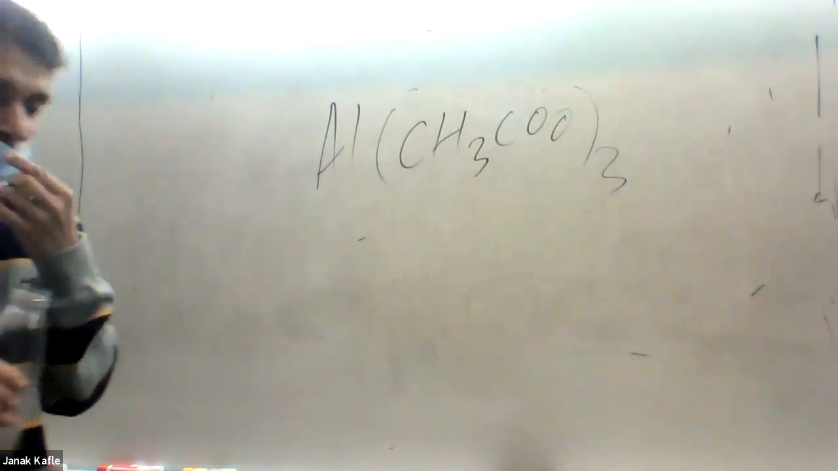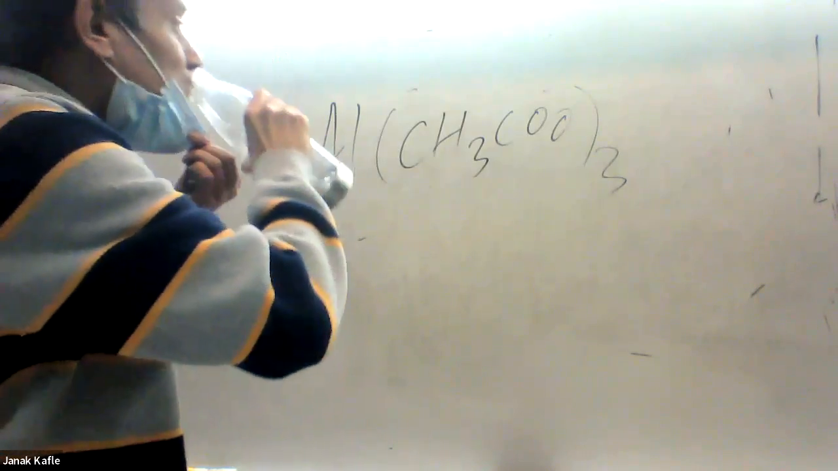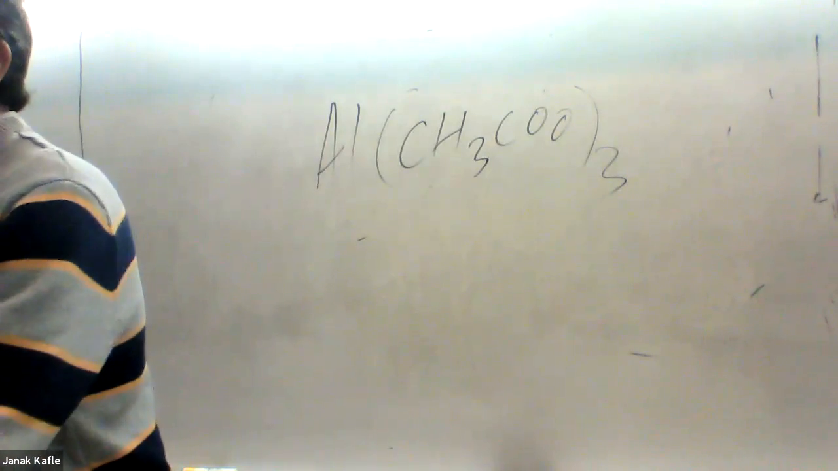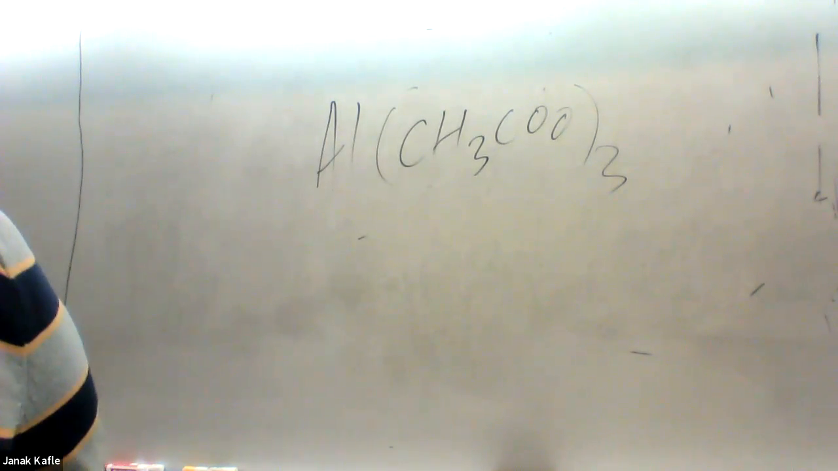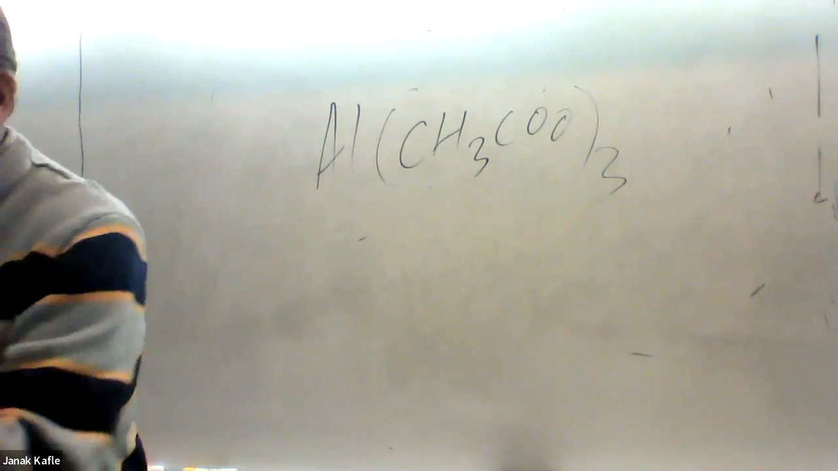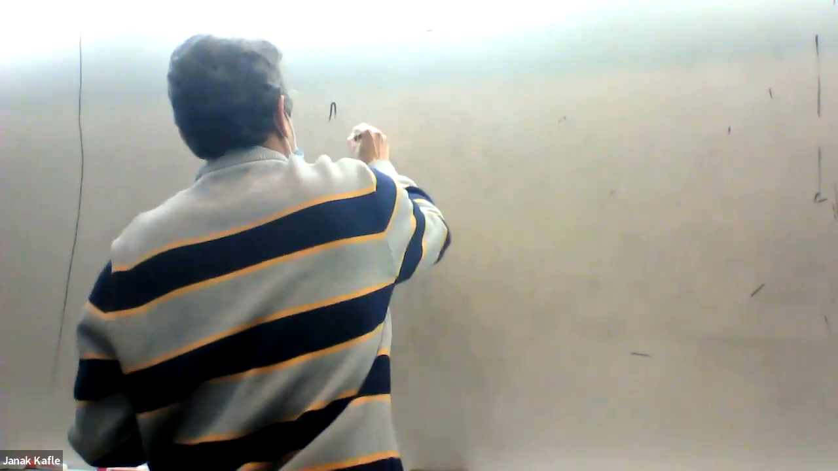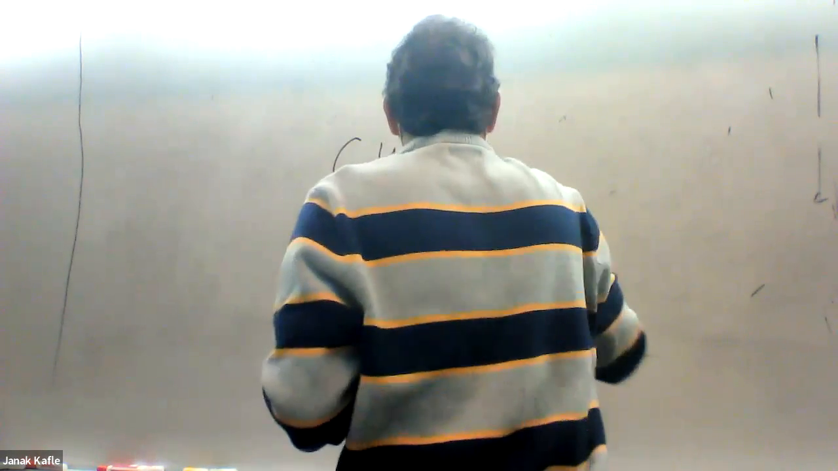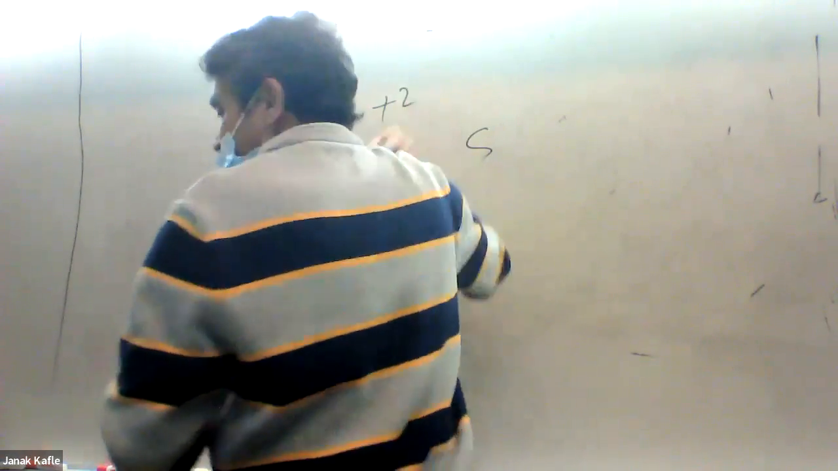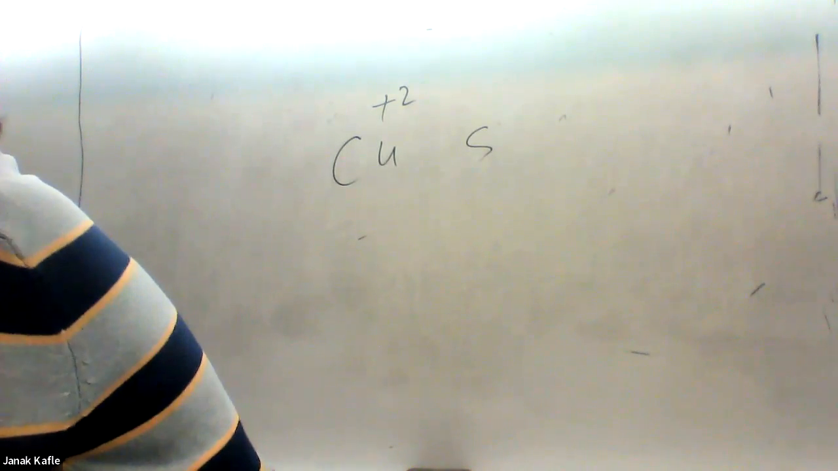All right. So let's say here is iron. Let's look at the copper here. Copper and sulfide. Let's look at the copper and sulfide. So copper has a +2 charge there, and sulfide is -2 there, right?